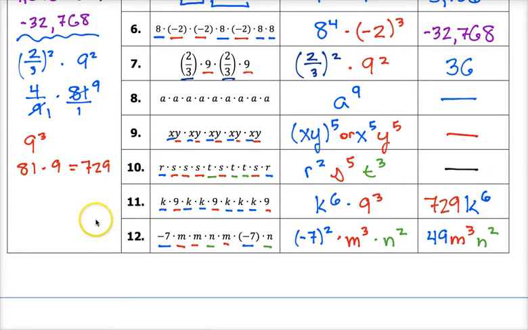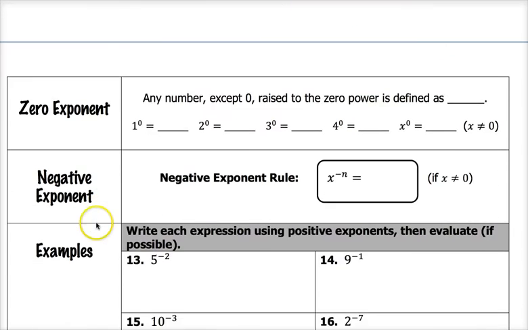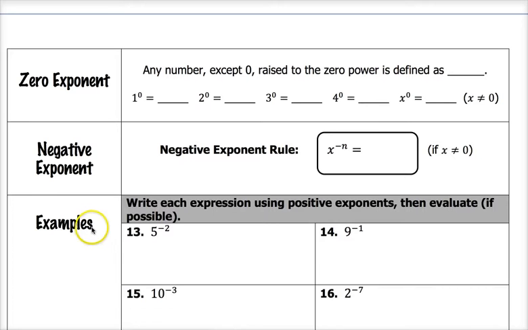Okay, so moving on to the back side now, we're going to talk about a couple of special exponent properties that I want you to know for this class. And the first one is the zero exponent property.